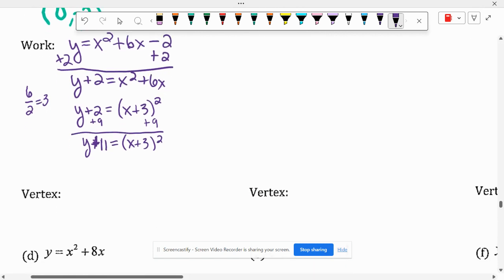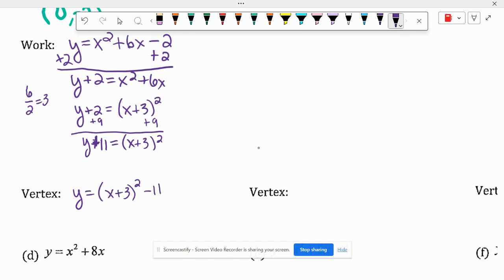Last step, I want to move that plus 11 back to the other side. How do I do that? Subtracting. So y equals x plus 3, the quantity squared, minus 11. So my vertex is -3, -11. My vertex is -3, -11.